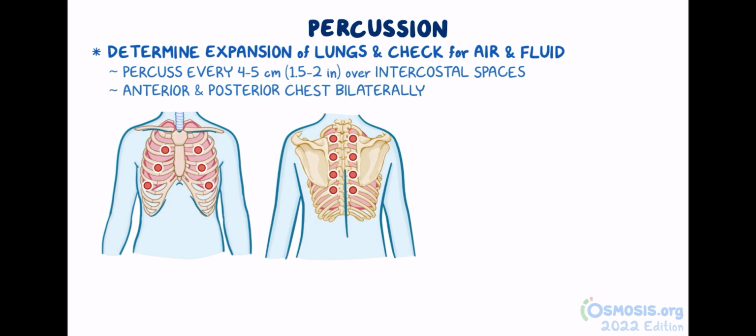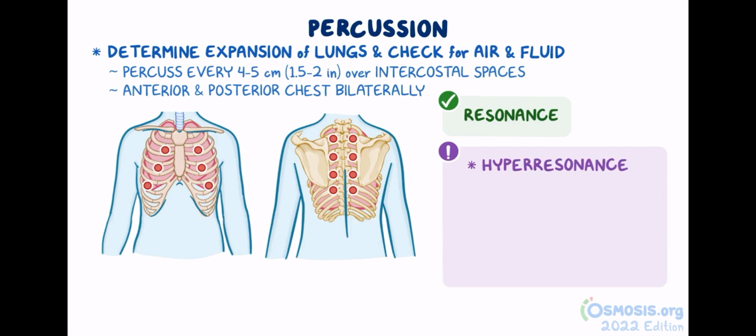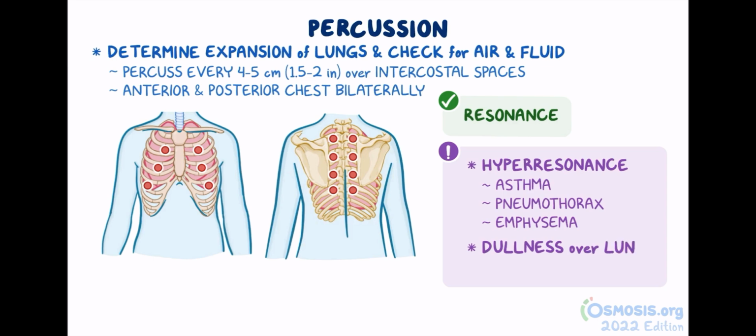When percussing over the lungs, the expected sound is resonance. If instead you hear hyperresonance over the lungs, it can indicate the client has asthma, pneumothorax, or emphysema. The expected sound over the diaphragm and bones is dullness. So if there's a dullness over the lungs, it might mean the client has atelectasis or a mass.